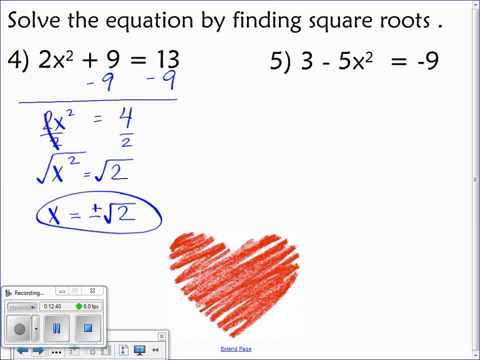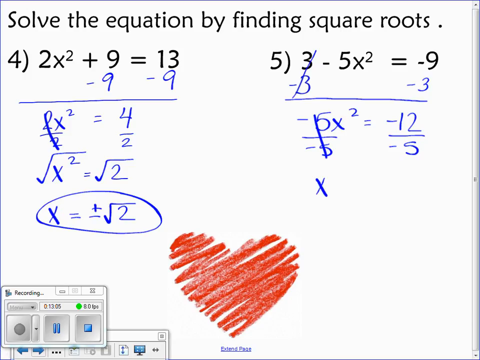All right, what about number 5? What do you do with that one first? Okay, subtract the 3. Negative 5x squared equals what? Negative 12. Divide by negative 5. What do I write with that? Very good. 2 negatives make it positive, and it's just 12 over 5.